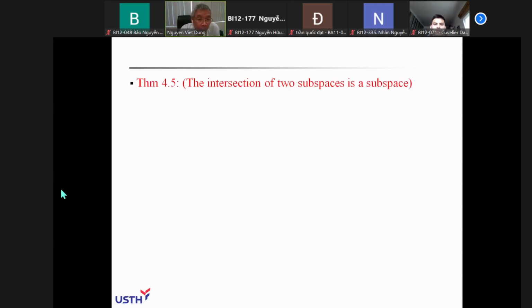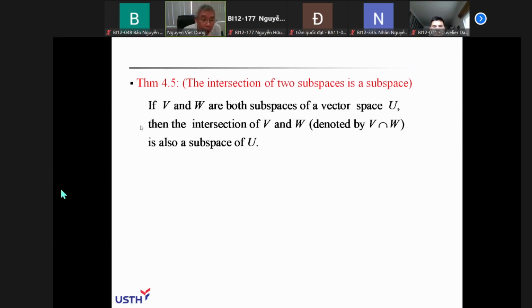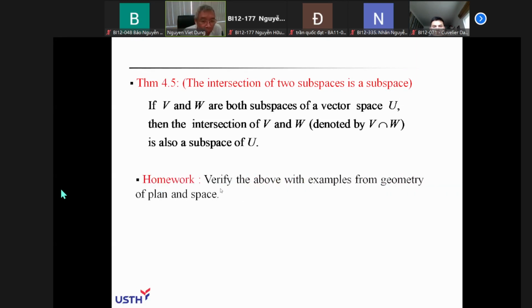And now I give you a property that I will not explain in detail. It says that suppose we have two different subspaces of a vector space U. Suppose that V and W are both subspaces of U. Then their intersection, V intersect W, is also a subspace of the big one, U. Your homework is to please verify what I wrote here, using examples from the geometry of the plane and space. In the previous slide, I gave you a lot of examples from geometry, so please verify that property using those examples.